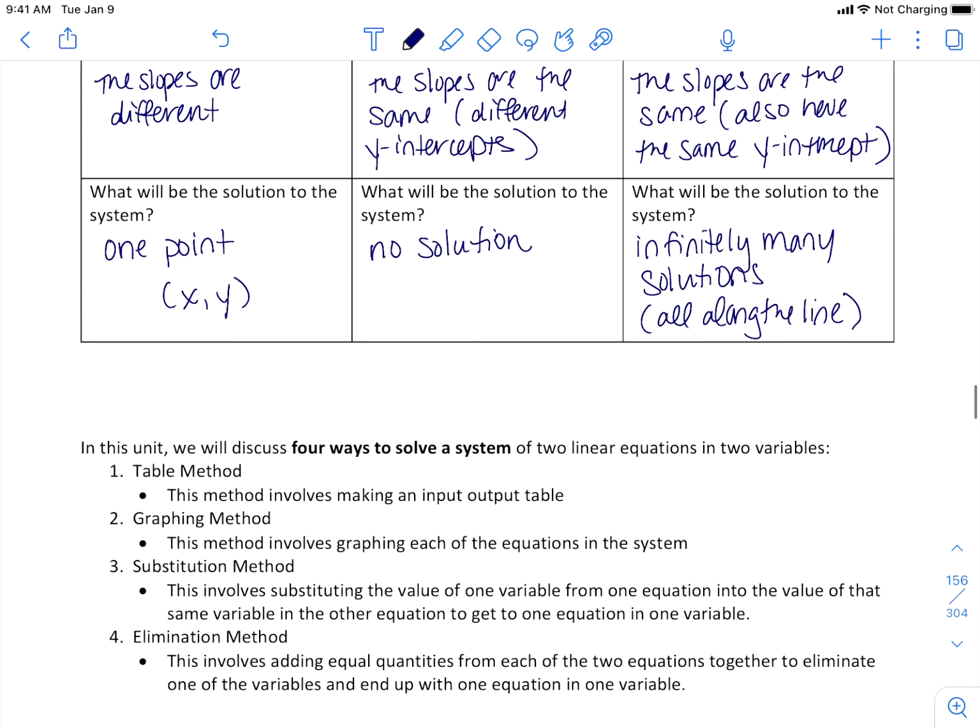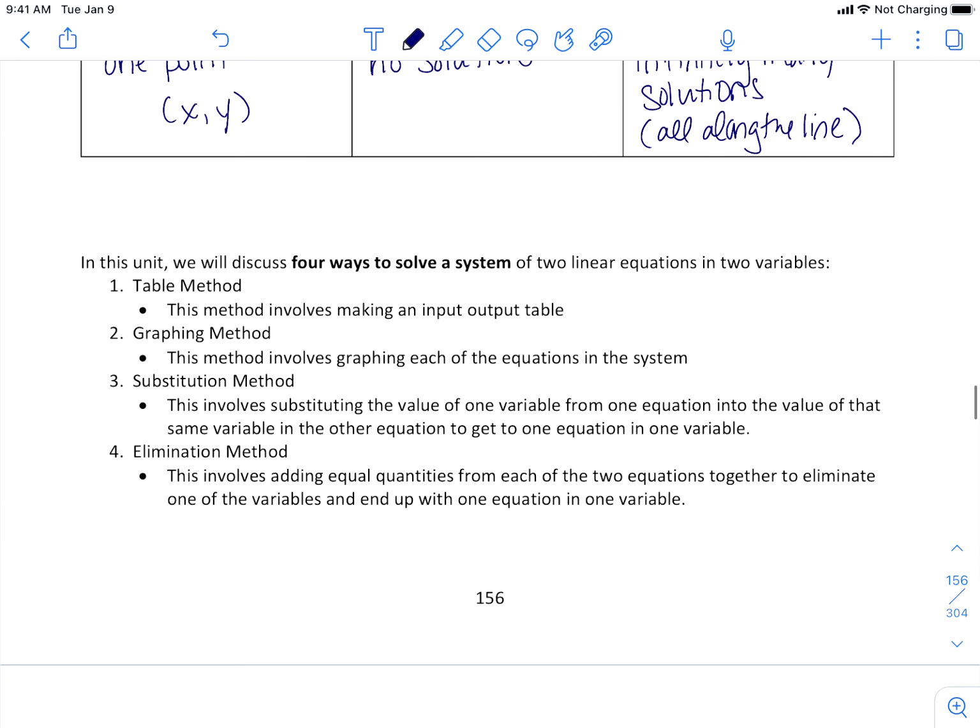In this unit, we're going to discuss 4 ways to solve a system of 2 linear equations in 2 variables. We have a table method, where it involves making an input-output table. A graphing method, this involves graphing each of the equations in the system. Then we're going to have a substitution method. This involves substituting the value of one variable from one equation into the value of that same variable in the other equation to get one equation in one variable. And then the elimination method, which involves adding equal quantities from each of the 2 equations together to eliminate one of the variables and end up with one equation in one variable.